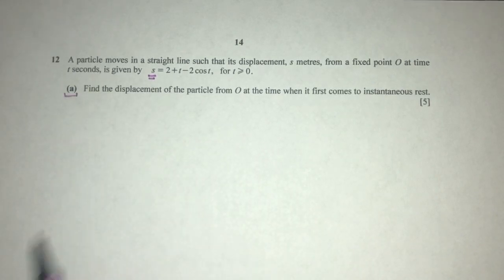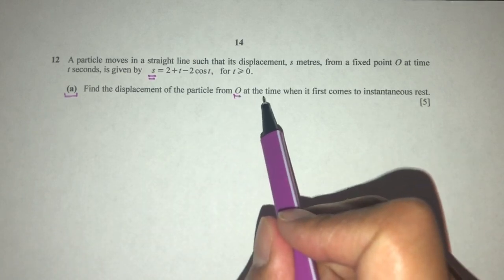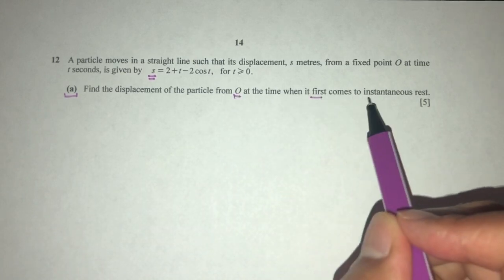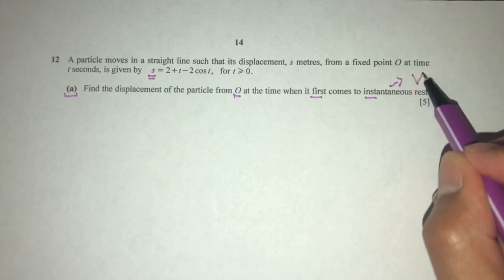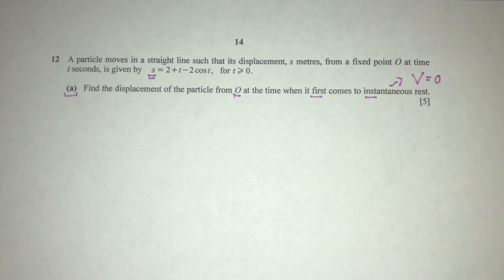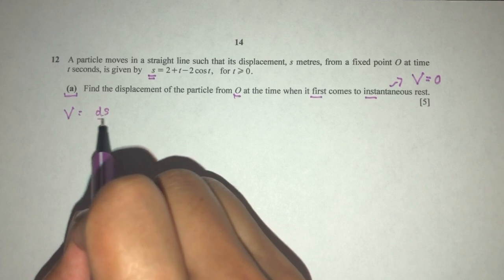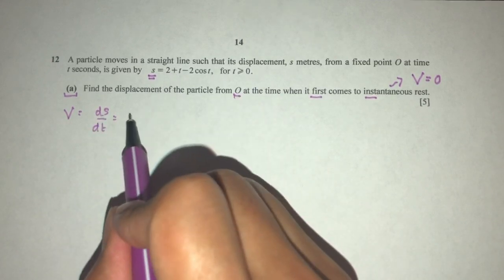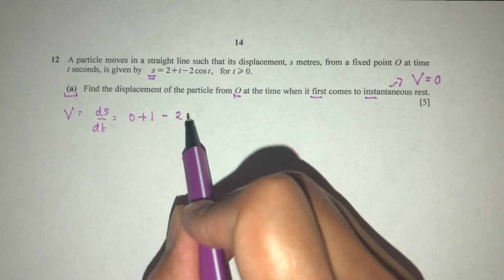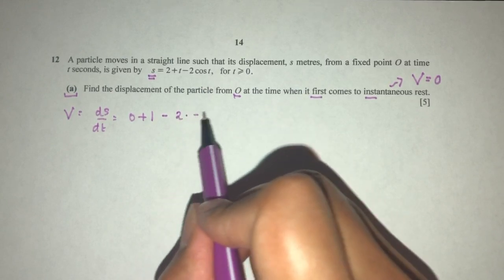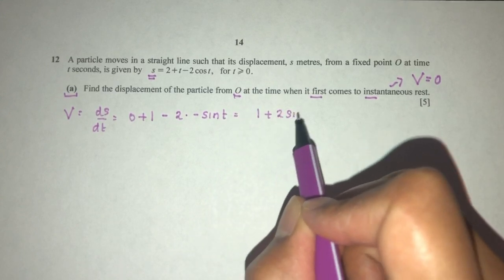Now part 1, we have to find the displacement of the particle from O at the time when it first comes to rest. We understand that when it comes to rest, the velocity has to be 0. So let's first find the time when this happens. What is v? It will be ds by dt. That will become 0 plus 1 minus 2, and this will become minus sine t. That should become 1 plus 2 sine of t.